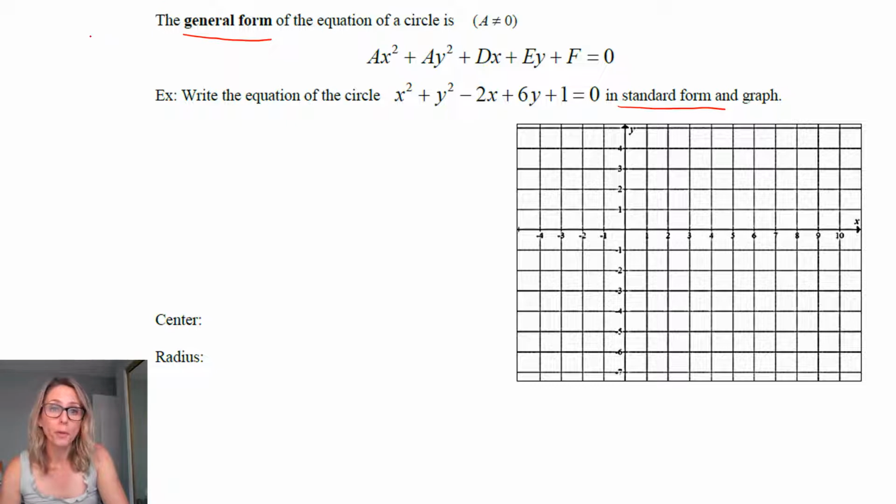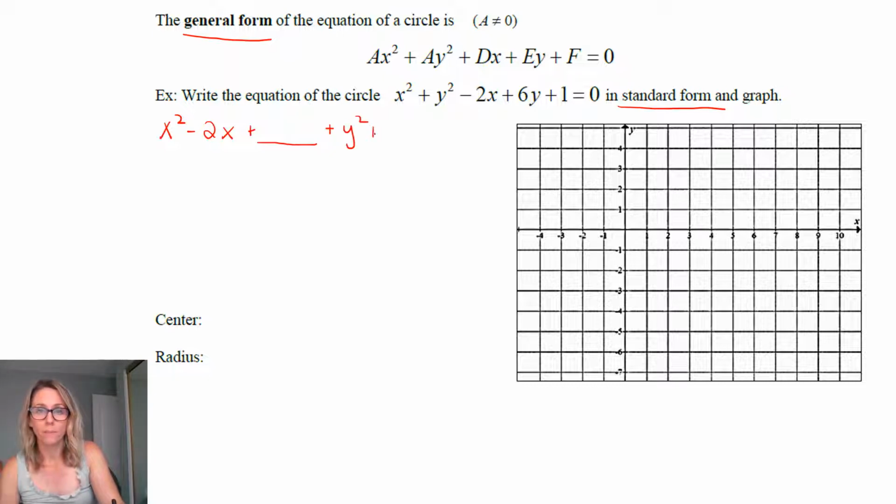Stop me if at any point you're with me and you want to do it yourself. What I'm going to start with is I'm going to take my variables and put them together. So I have an x squared and a minus 2x. Then, because I know what's going to happen, I'm going to put a plus with a space. Then I'm going to do my y's. And then I'm going to put a space. Then I'm going to have equals, and I'm going to put my constant on the other side.